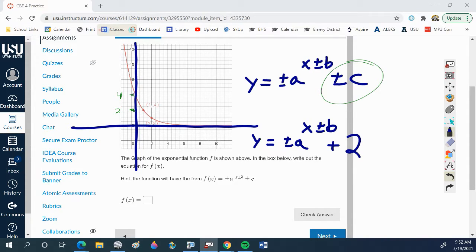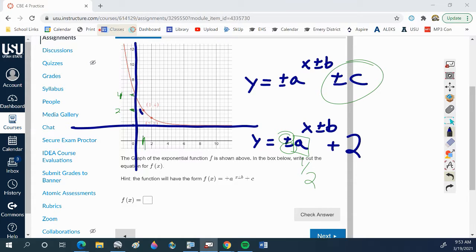What's happening to my decay? How fast is it decaying for every 1 unit of x? So we started at 4, and 1 week later we're at 2, and 1 week later we're at 1, and 1 week later we're at 1/2. I'm multiplying by 1/2 every time. Okay? So A is 1/2. Is this a positive exponential equation or a negative exponential equation? Positive because it's above the x-axis.